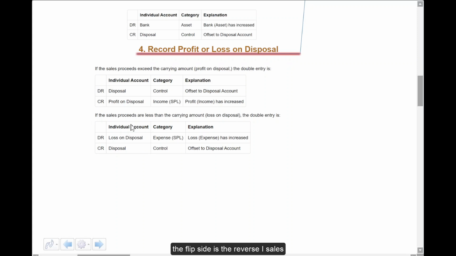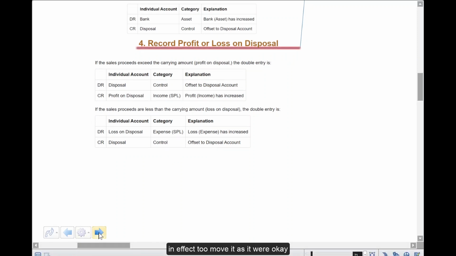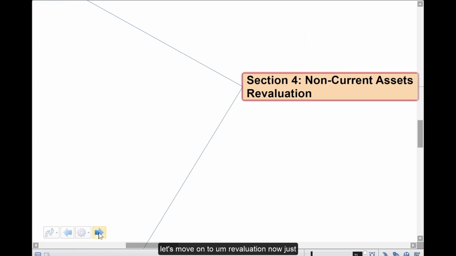The flip side is the reverse, i.e. sales proceeds less than carrying amount, must be a loss on disposal. Absolutely. What's the double entry? Have to do it, remember. Debit loss on disposal, expense. Well, if it's a loss, it's negative. I don't like it. It's a charge. It's going to reduce my profits, absolutely. So therefore, this expense has increased. Okay? So flip side is, to put it there, we have to credit the disposal account. Okay? In effect, to move it, as it were. Okay? Let's move on to revaluation.